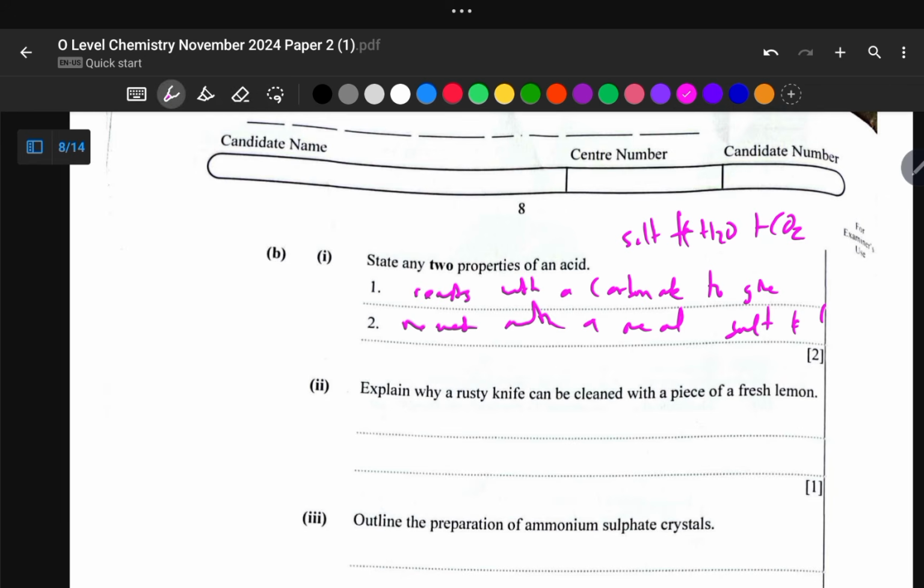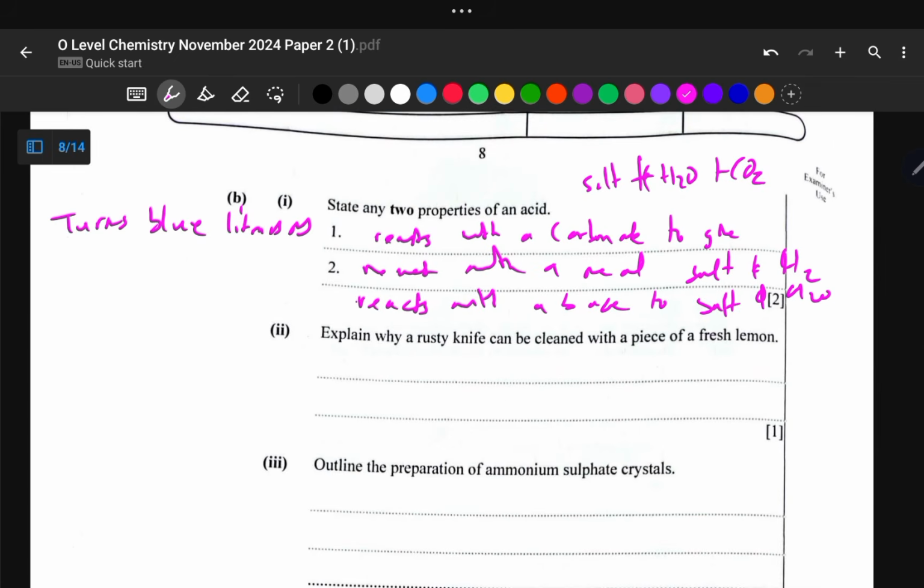And it also reacts with a base to give salt and water only, the neutralization reaction. So it also turns blue litmus red, and phenolphthalein stays colorless in acid, right? So you need to know the indicators. You've also got a video on that one, right?